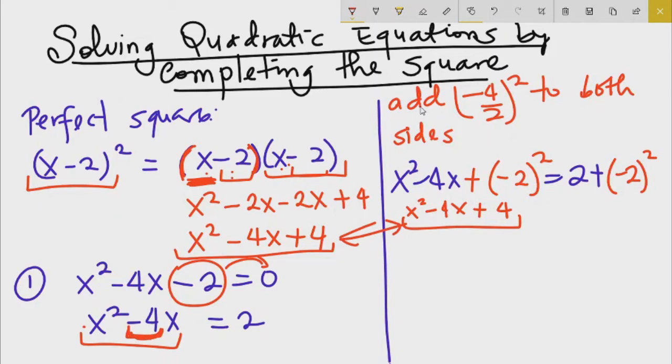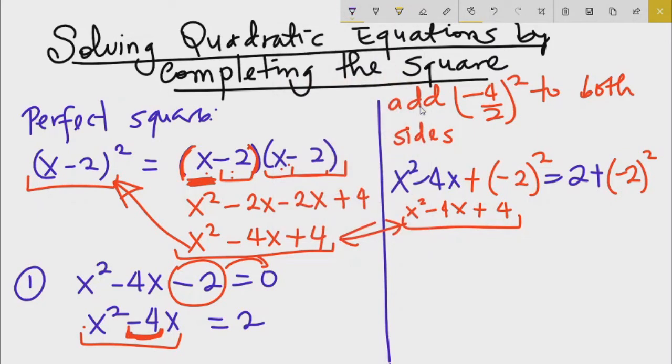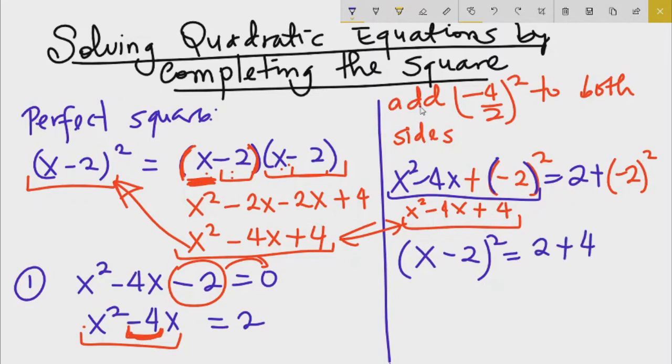These two are completely the same, and we know that this is going to be this, isn't it? So instead of opening it up like that, since this is what you are adding, you can just say this guy will become (x - 2)². So it's a perfect square now. And the right will become 2 + 4. The equation becomes (x - 2)² = 6.